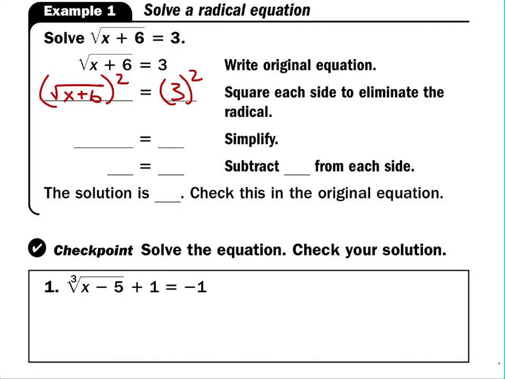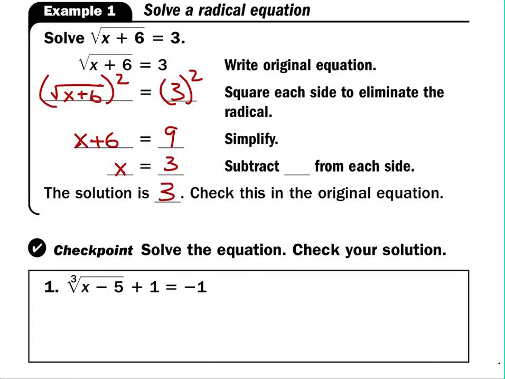The benefit of that is that it makes it go from square root of x plus 6 into just x plus 6. And then that equals 3 squared, which is 9. Then we're ready to move because you subtract 6 from each side and you get x equals 3. And then it says the solution is 3.